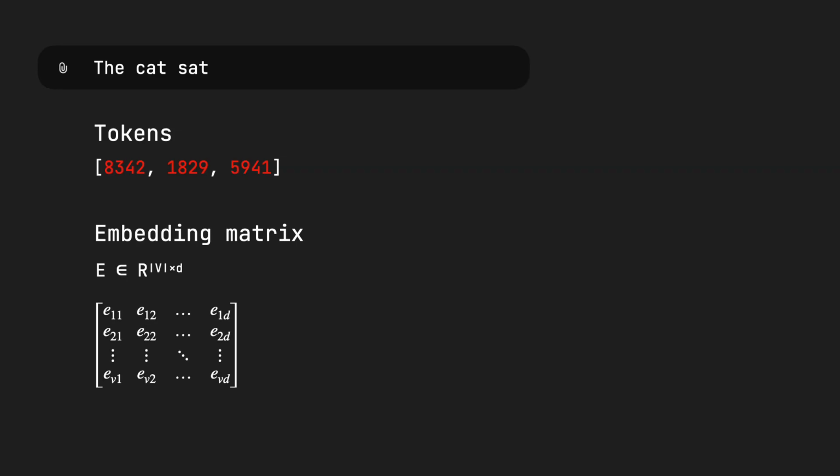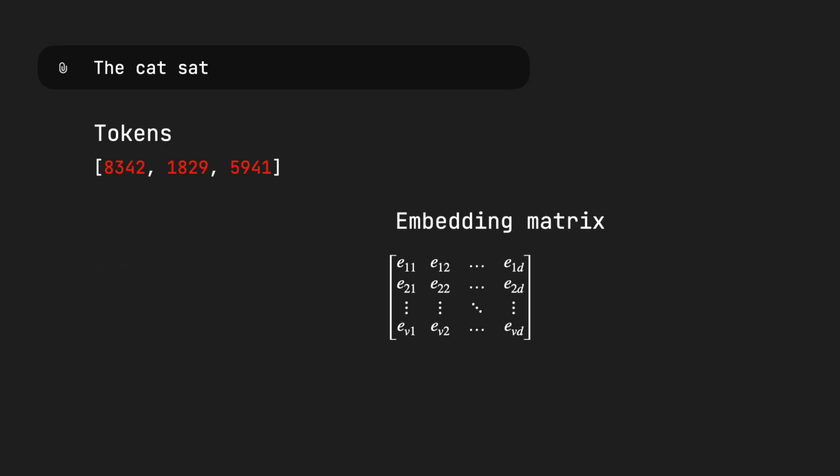So let's start with an example. Suppose I were to query an LLM, "the cat sat." The first thing that happens is that this gets converted to a set of tokens. We're going to build an input sequence. The first step is to go into our embedding matrix and figure out which vector corresponds to each token. So we're going to do a lookup.